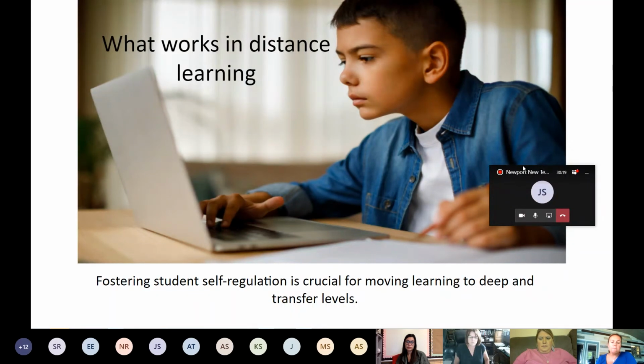So with that being said, these first couple slides are just talking about what we do know that does work in a distance learning environment. The very first thing is fostering student self-regulation. What that means is how do we help students become drivers of their own learning? How do we help them take some control?